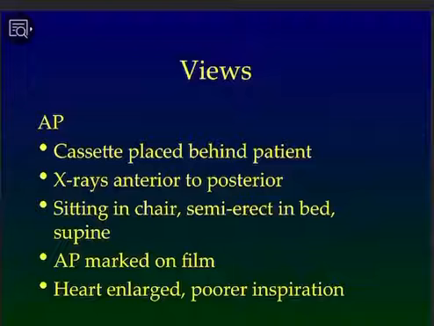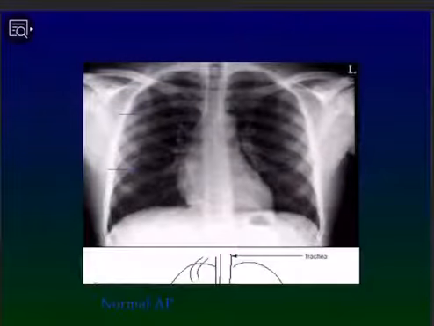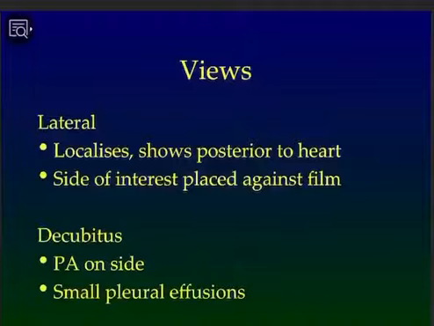AP is usually written on the film. Okay, and if not written, you will identify it by seeing that the heart will appear enlarged on AP view, and also the scapular border will be inside the lung shadow, inside the thoracic cavity. Okay, so this is a typical AP view. See, the heart slightly appears enlarged, okay, and the scapular borders are inside. They are overshadowing the lungs. Okay, what is the lateral view?